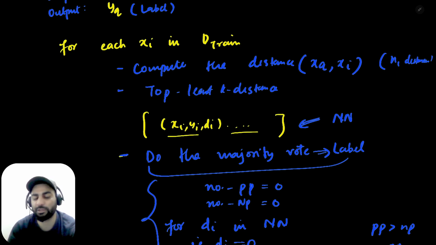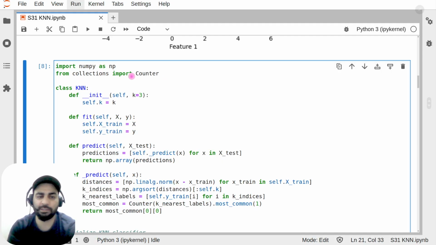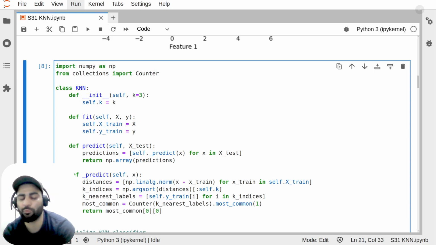We'll be using object oriented code, so we'll make a class of KNN first. I'll go to the coding window and show you the code. So here it is. The first thing you will see is that we have imported numpy, and then we have imported collections because we want to count something; in the majority vote we need this counter.